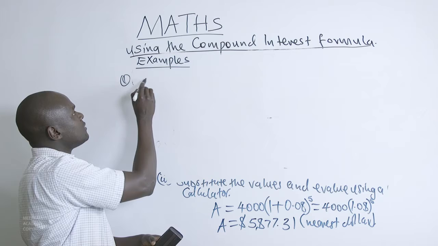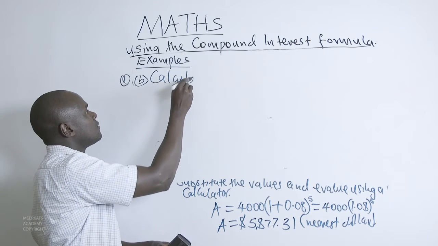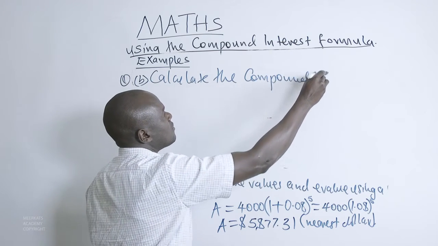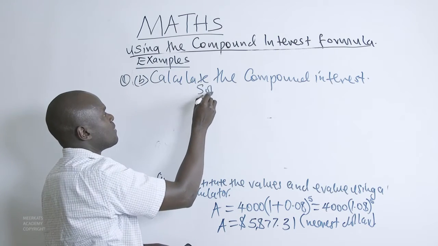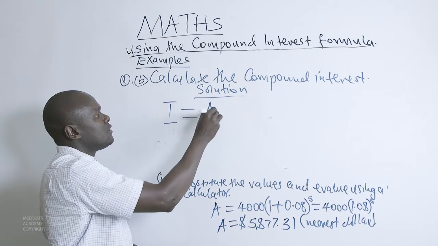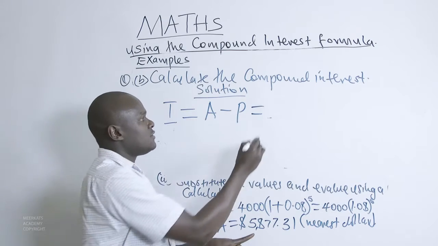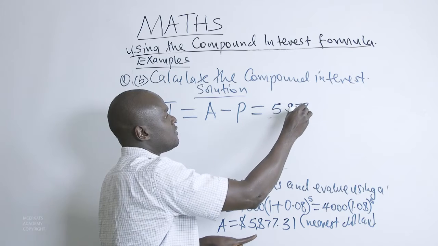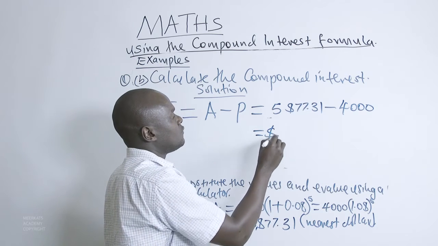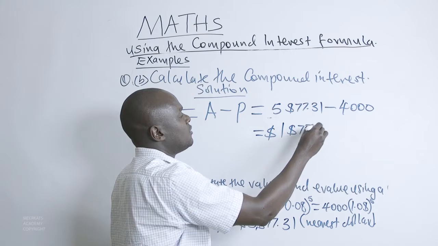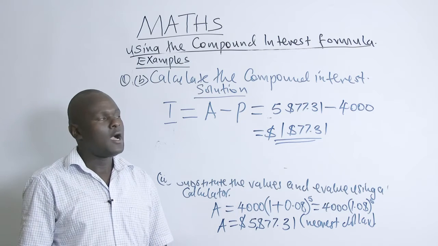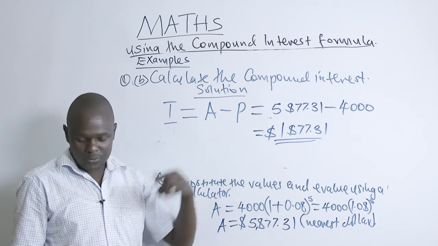The second part is for us to calculate the compound interest. And this is a simple question. We said that for us to calculate the interest will be the difference between the amount and the principal. Our amount that we have just calculated is $5,877.31 minus the principal was $4,000, and this will give us an interest of $1,877.31. This is the compound interest that will be accrued in a period of 5 years at the rate of 8% per annum. This will be our interest.